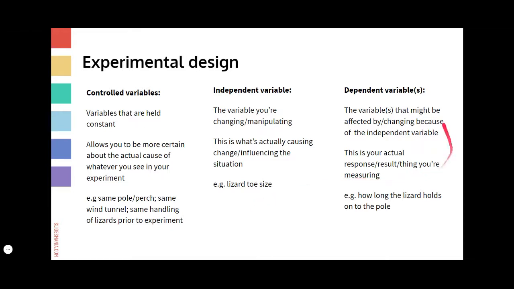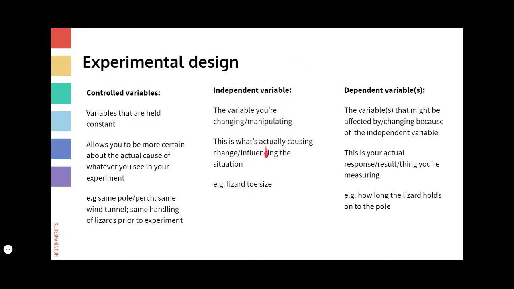The dependent variable is the variable that should be changing due to the changing of the independent variable. So this is the response or the result or the thing that you're measuring, the results of your experiment, I guess is one way of putting it. So in this lizard example, it was how long the lizard could hold on to that pole. That was the response that we were looking at. In the bread example, it'd be how fluffy does my bread get as a result of changing the temperature. So the dependent variable depends on the independent variable.